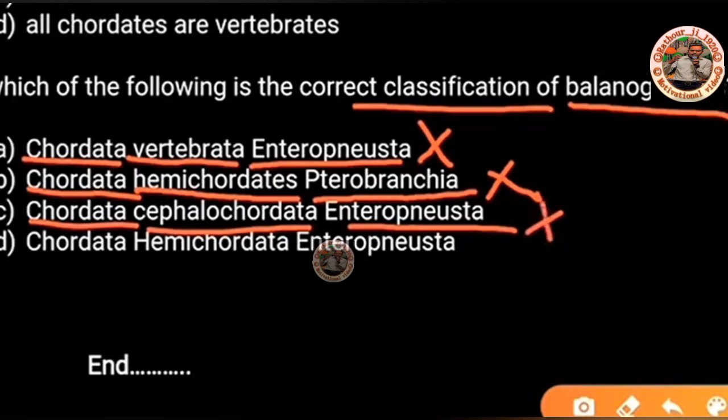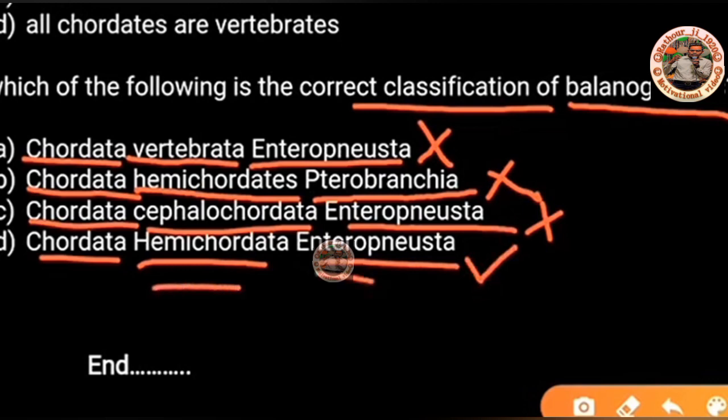Option D, Chordata, phylum Hemichordata, and class Enteropneusta. This option is correct because Balanoglossus is a member of class Enteropneusta and is present in phylum Hemichordata, which is present in superphylum Chordates.